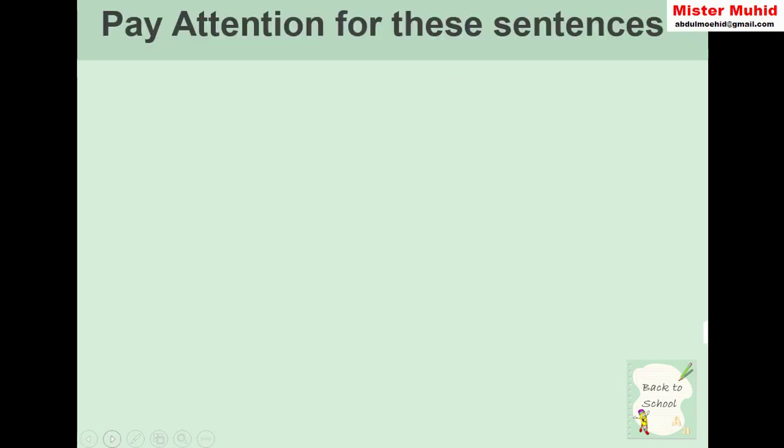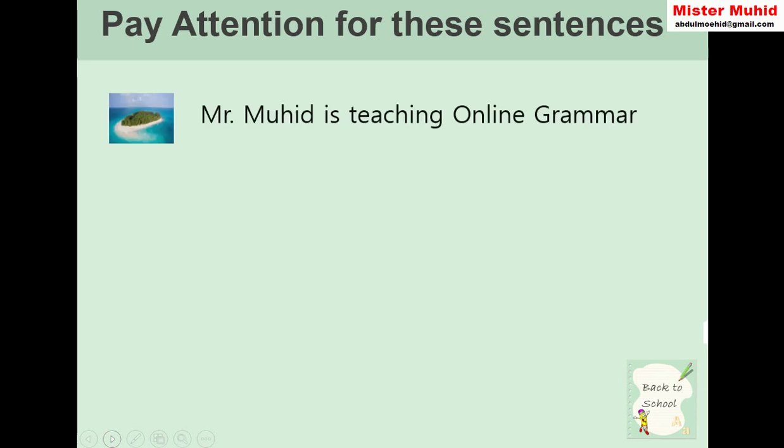Okay, pay attention to this sentence. Sentence number 1: Mr. Muhit is teaching online grammar. So anybody knows what kind of sentence is it? Yes, that's correct. This one is a present continuous sentence. It consists of subject, Mr. Muhit, and then is as a verb. Teaching is the verb-ing followed by to be, and then the object, online grammar. So is it a simple sentence? Yes, that's correct. It's a simple sentence.